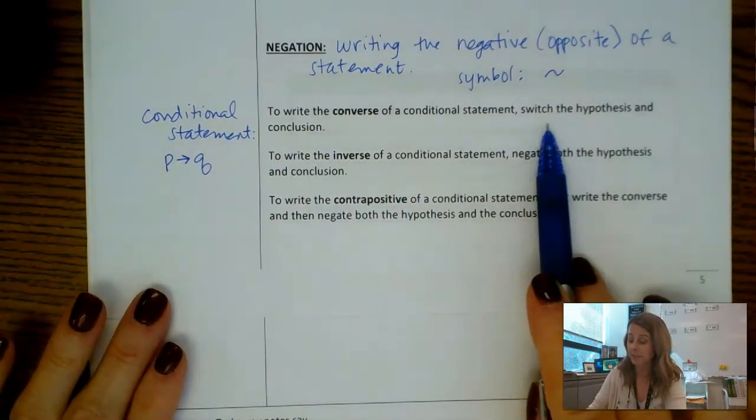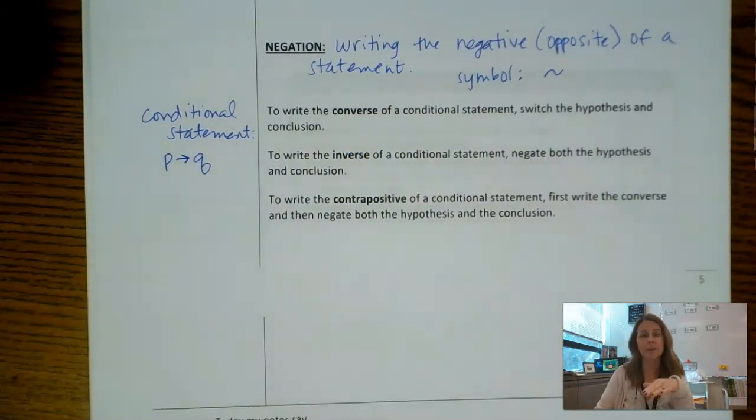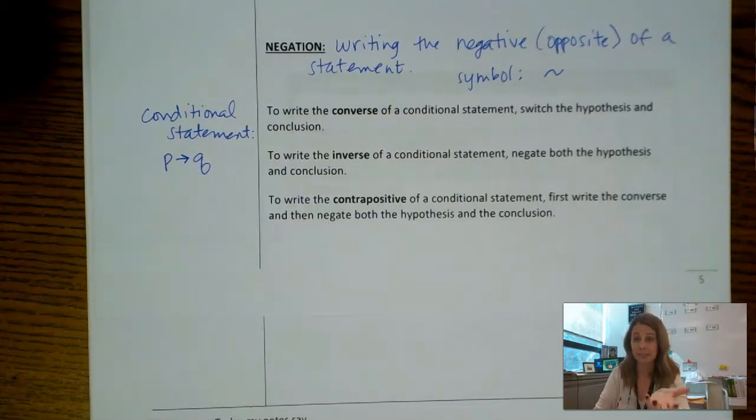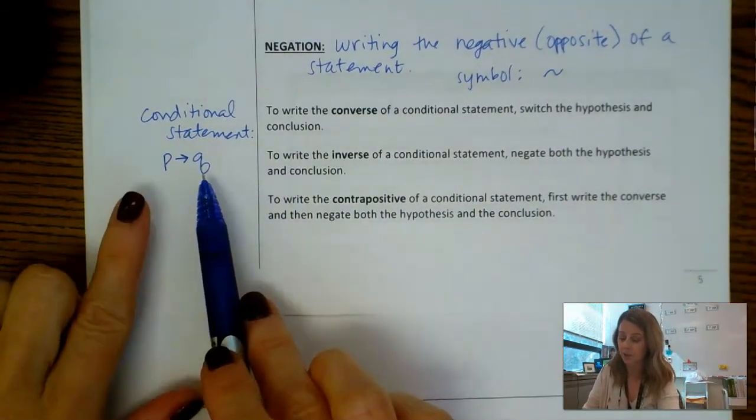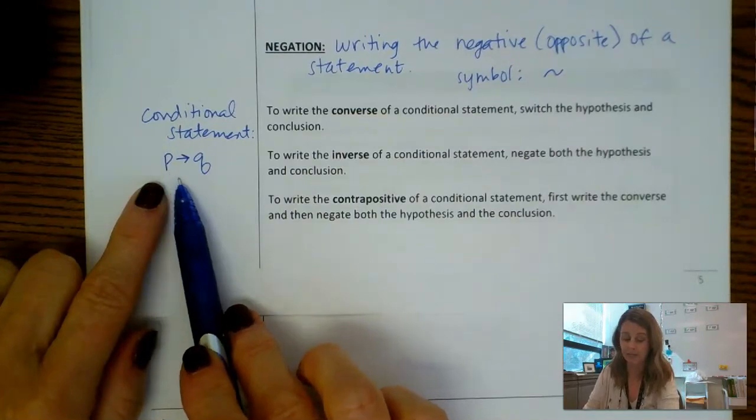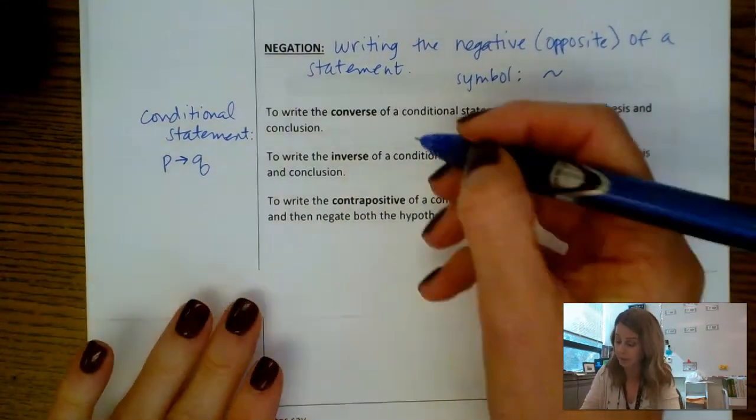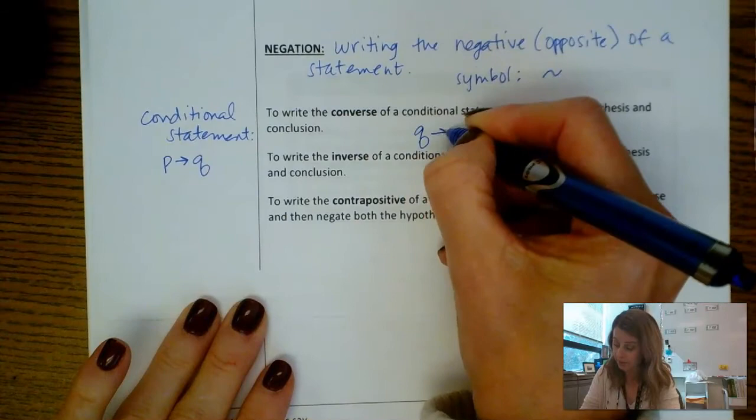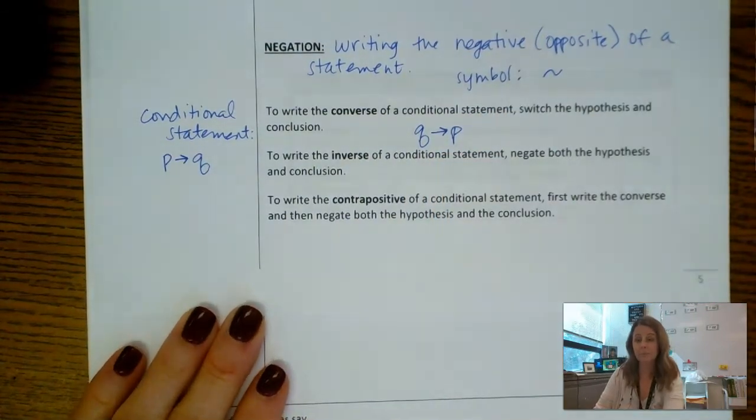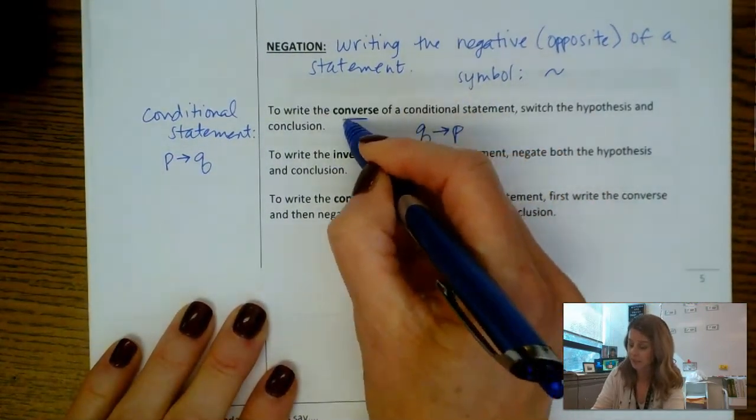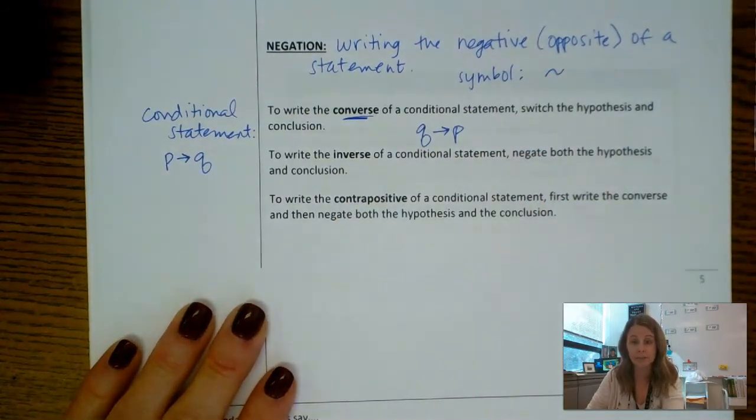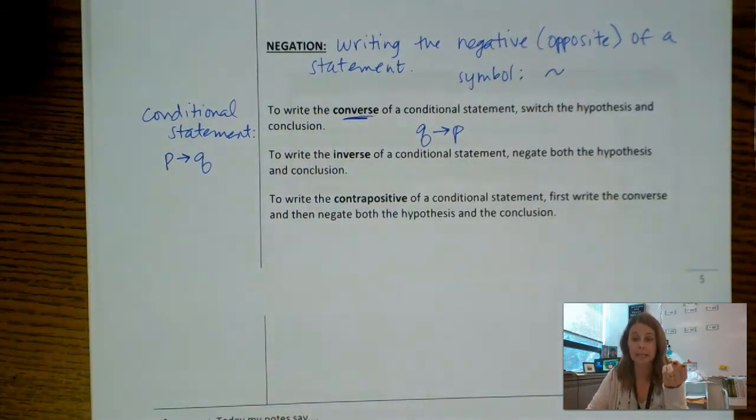The converse is when you switch hypothesis and conclusion. So if I said, if today is Monday, then we have school, the converse would say, if we have school, then today is Monday. Not necessarily true, but it's considered the converse. So the way we show that is instead of writing if P, then Q, we're going to switch the Q and the P. So if Q, then P. All right, so this is my notation for converse. Okay, we're switching around the beginning and end.